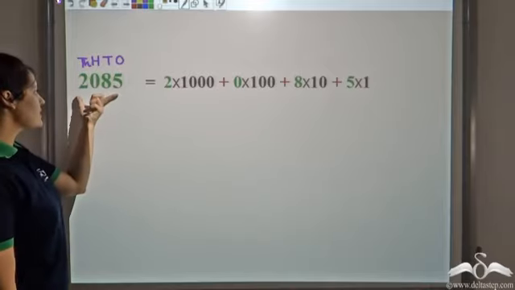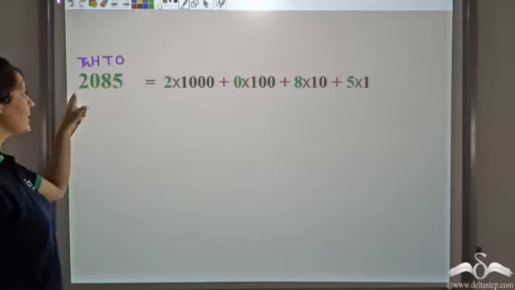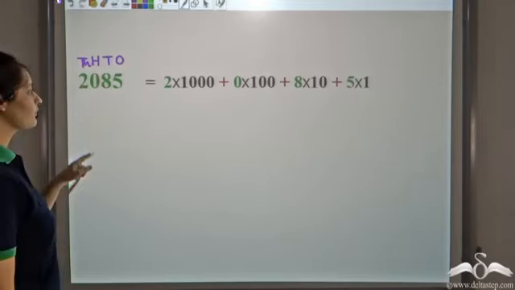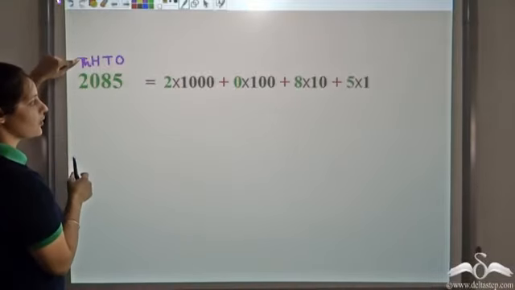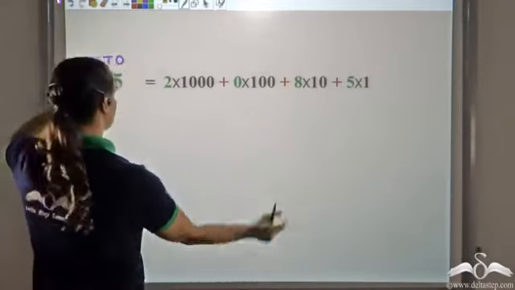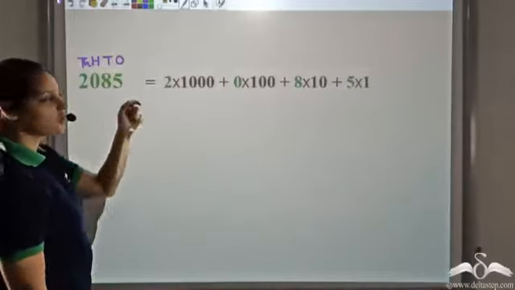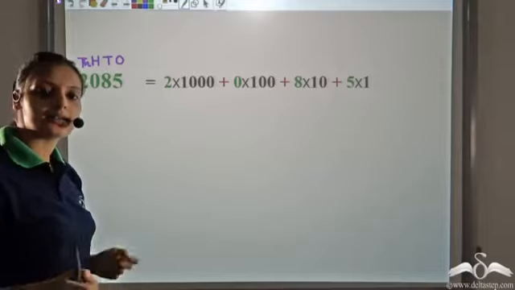When we expand it, the expansion is nothing but the sum of each digit with its column multiplier. So 2 times 1000, plus 0 times 100, plus 8 times 10, plus 5 times 1. So the digit with its column multiplier. Similarly, we can expand decimal numbers too.